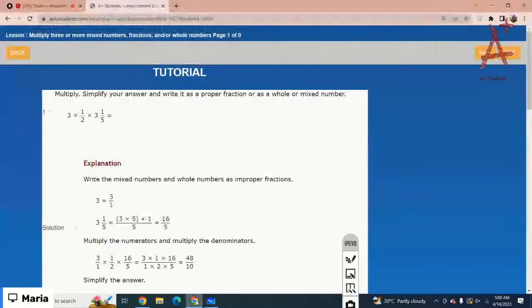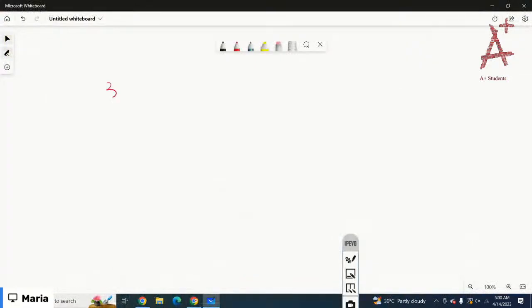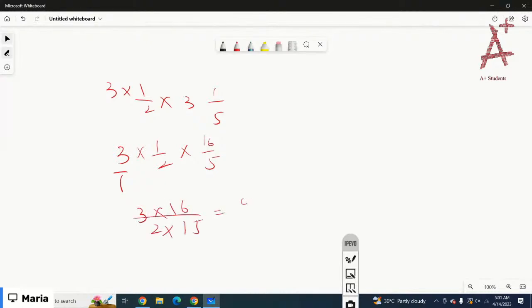Got it? So it would be 3 times 1 over 2 times 3 whole 1 over 5. Got it? Okay, so it is 3 times 1 over 2, and 5 times 3 is 15 and 1 is 16 over 5. Got it? Now just multiply all the numerators and all the denominators. It would be 6 times 8 is 48 and 15 times 2 is 30.